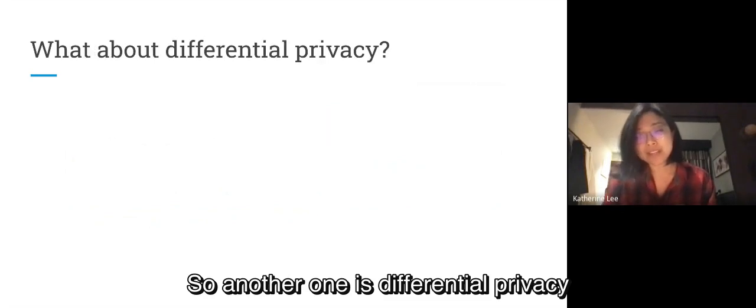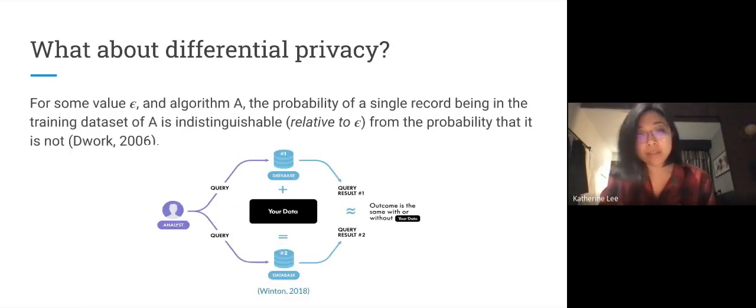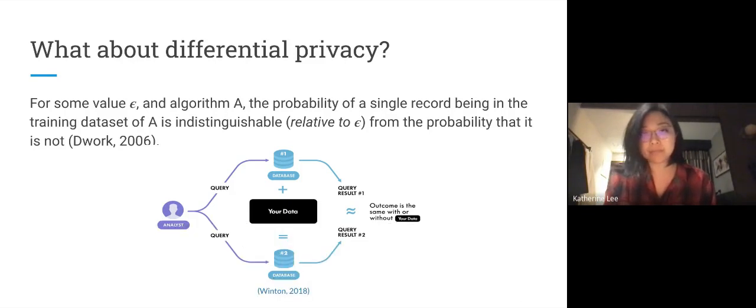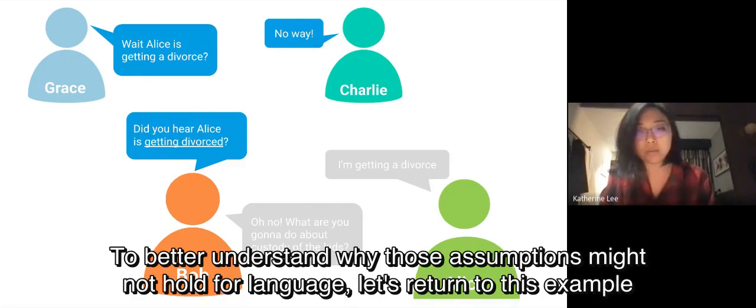So another one is differential privacy. Differential privacy is a method of training a model where you add some noise so that the probability of a single example being in there is indistinguishable from the probability that it's not. And differential privacy is a little bit complicated because it makes a lot of assumptions. To better understand why those assumptions might not hold for language, let's return to this example.